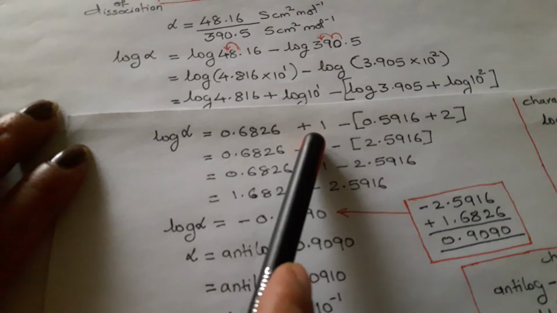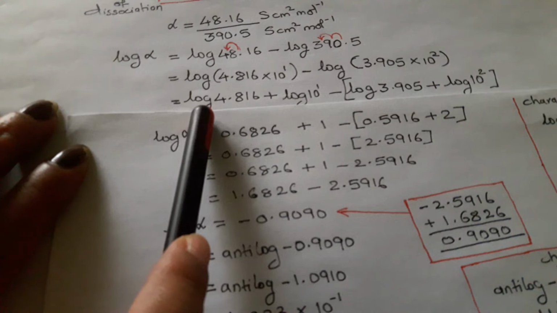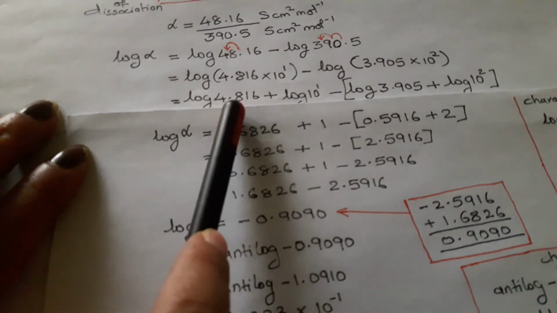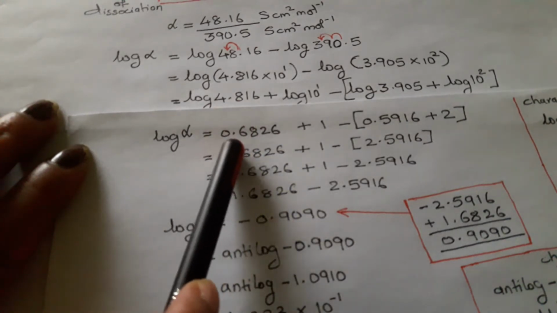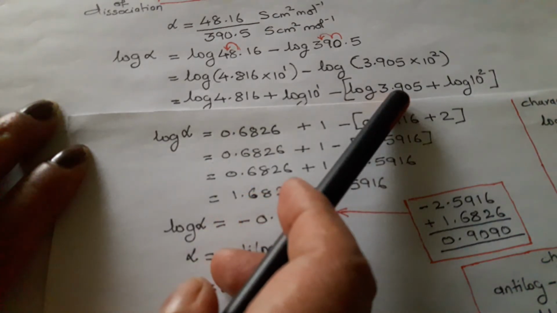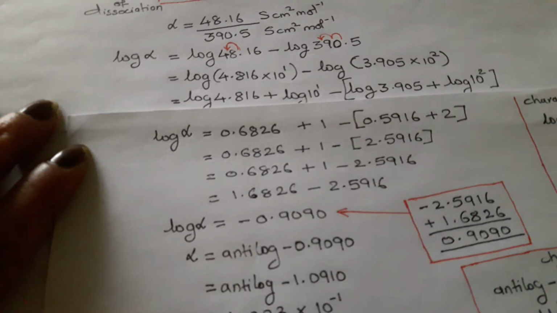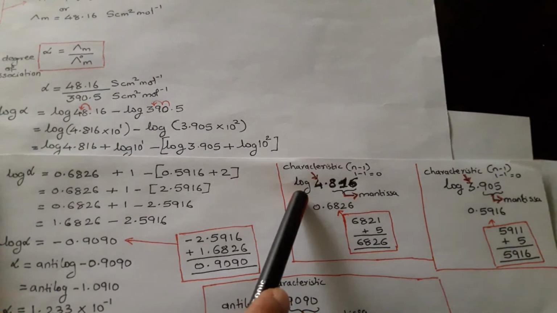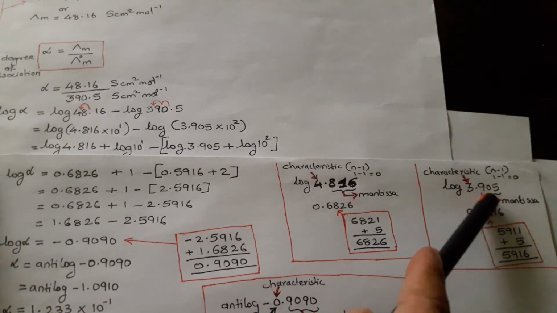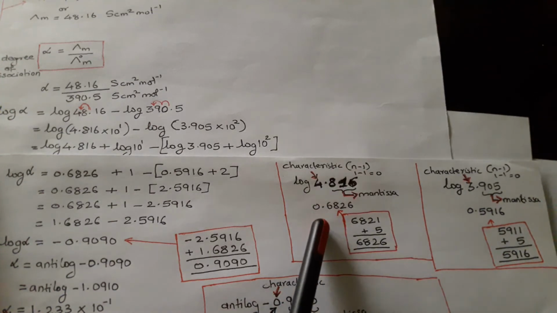Log of 10 raised to 1 is 1, log of 10 raised to 2 is 2. The value using the log table for log of 4.816 is 0.6826. Similarly, using the log table, when we find this one, we get the value as 0.5916. The steps to calculate log of 4.816 and log of 3.905 both are shown here. Even how to calculate the characteristic is also shown.